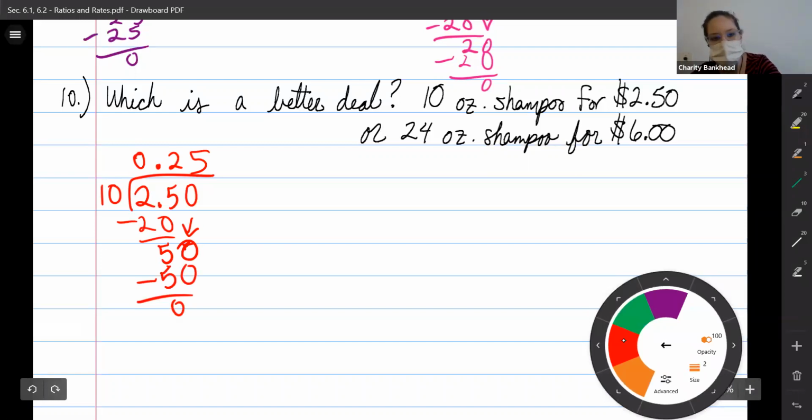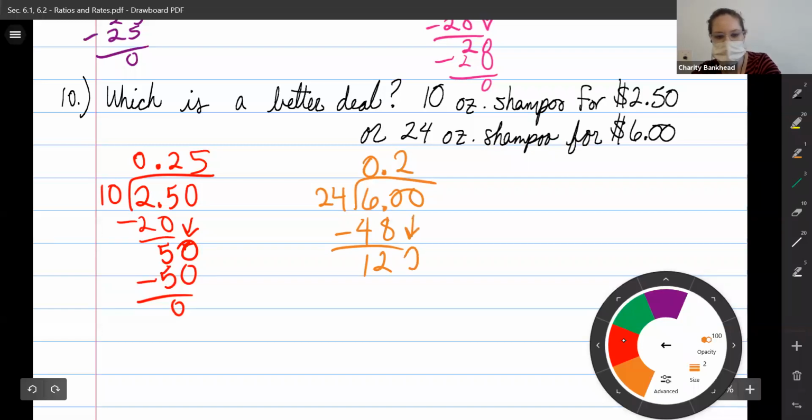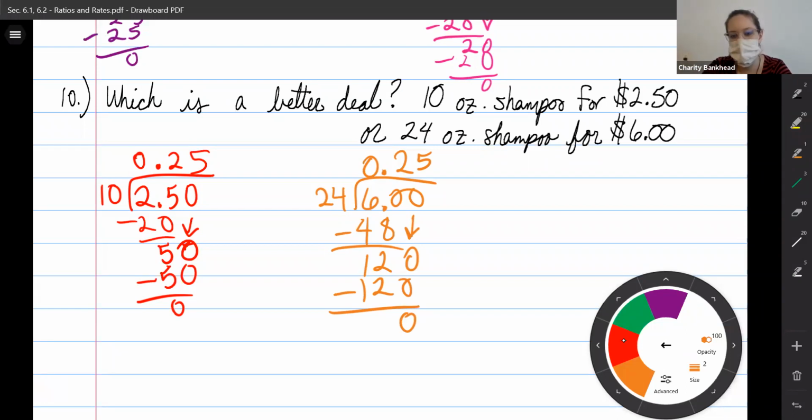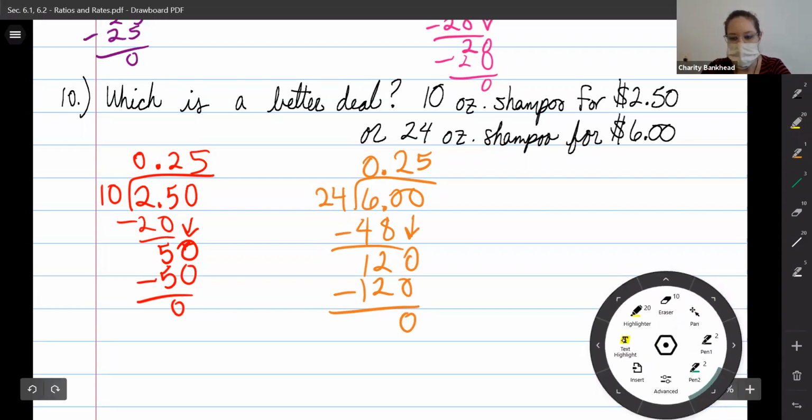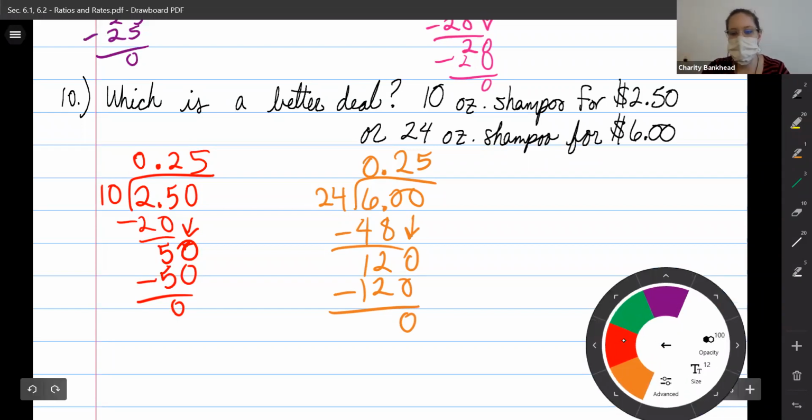And then for the other one, 24 into $6. 24 would go into 60 2 times. 2 times 24 is 48. 60 minus 48 is 12. Bring down a 0. And then 24 would go into 120 5 times exactly. So that is exactly 25 cents an ounce also. So neither one of those is a better deal because they're both 25 cents per ounce.